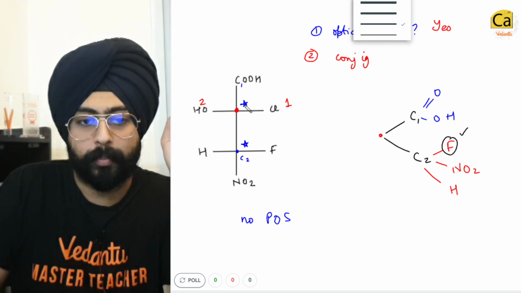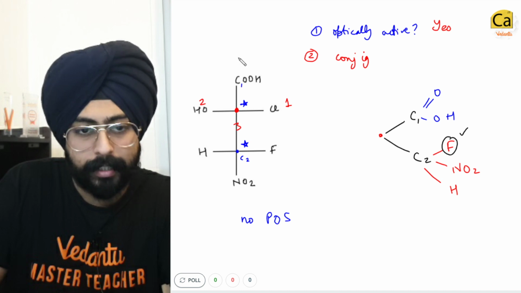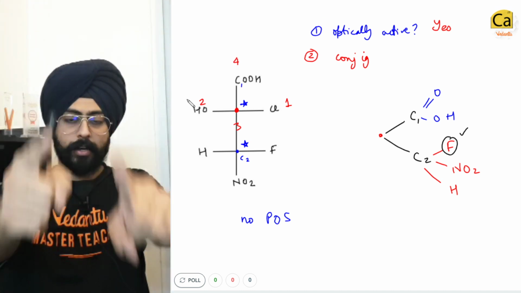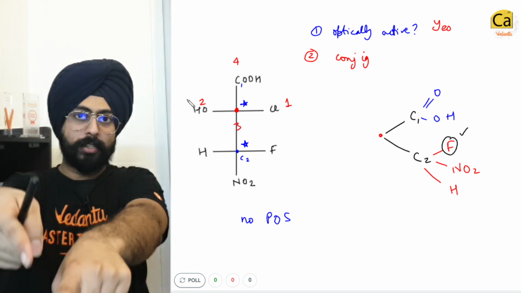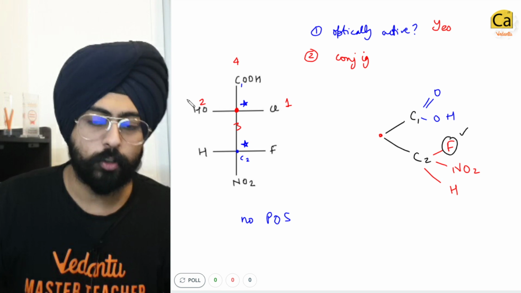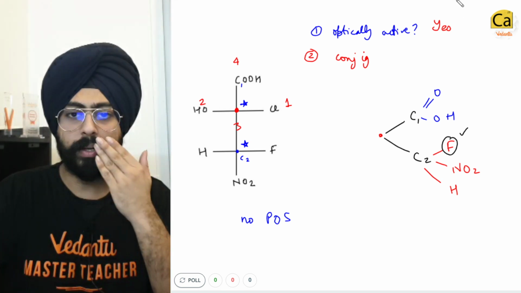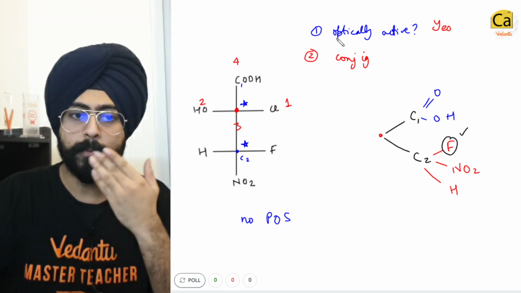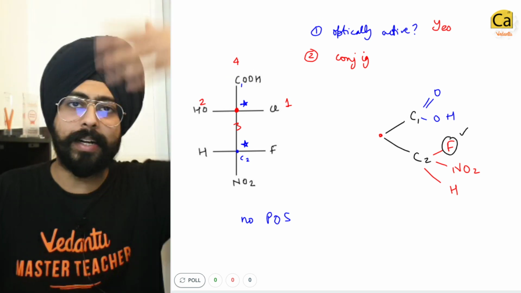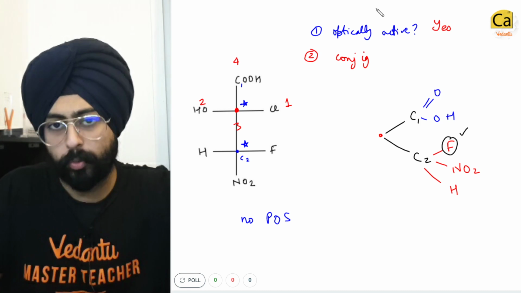ठीक है, तो third priority कहाँ चली जाएगी? इधर, and this will be your fourth priority. Is that fine? Understood? CIP rules are being applied over here very well. Fine. So oxygen versus fluorine, obviously fluorine will win because its atomic number is higher. Now, this being the least priority group, it's already at the back.